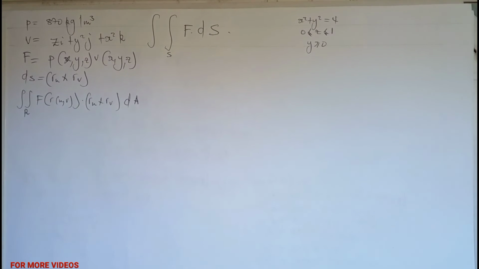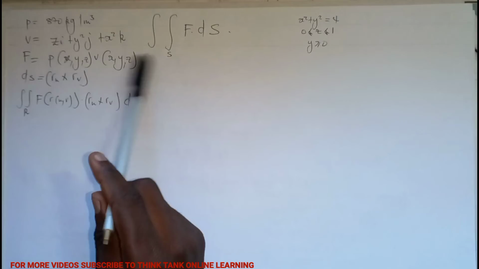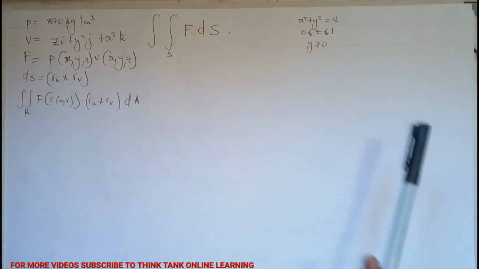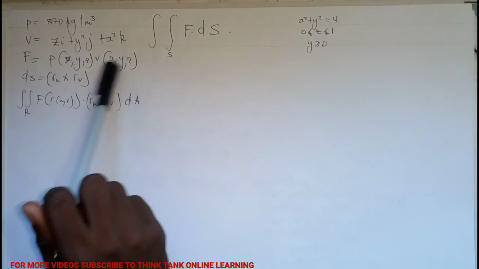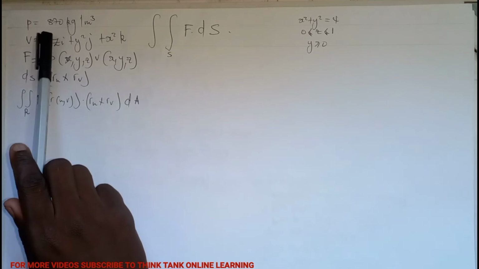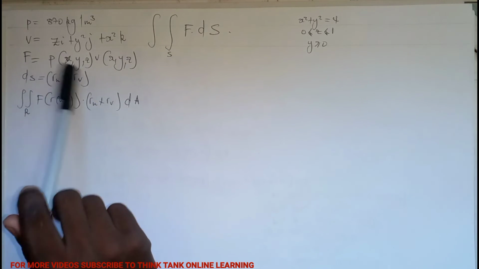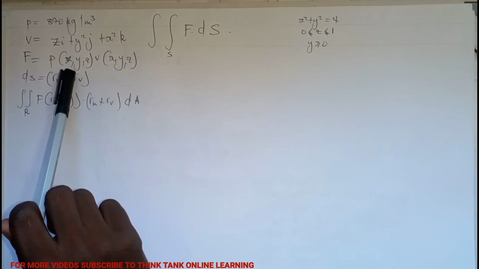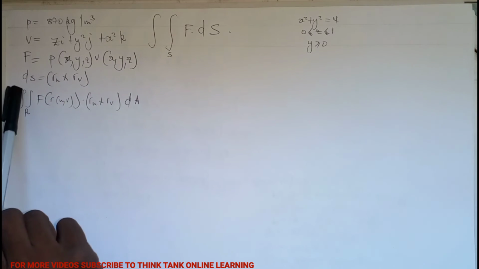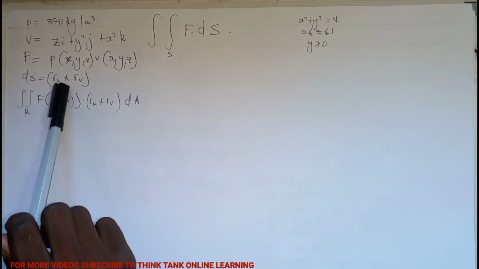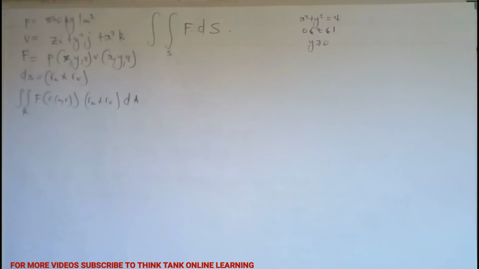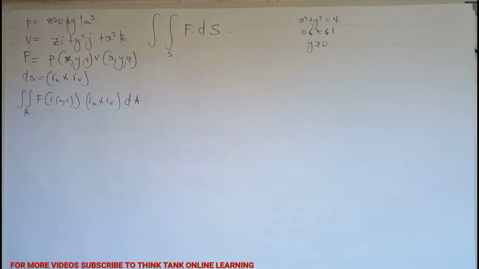Okay, so this is the second method, and I'm just using the flux integral. So what we need to do, we want to compute the double integral of F dot dS, and F is given by density times velocity. In this case our density is just given as a number. In other cases, again, it can be given as a vector function, and dS equals the cross product of ru times rv. Okay, so I'm going to use parametric equations.